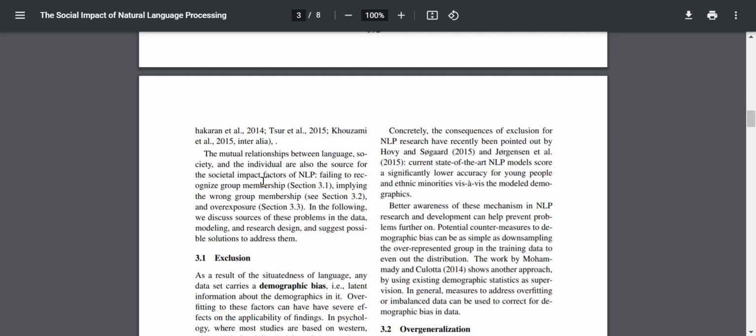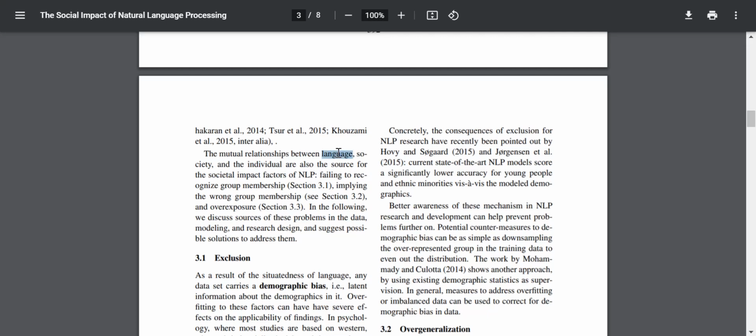The mutual relations between languages, society, and individuals are also a source for the societal impact factors of NLP. Failing to recognize group membership, implying wrong group membership, and overexposure. In the following, we discuss sources of this problem in the data, modeling, and the research design and suggest possible solutions to each of them. All right. So basically, what they're trying to say is, let's just break it down sentence by sentence. The mutual relationships between languages, society, and individuals are also a source for the societal impact factors of NLP.